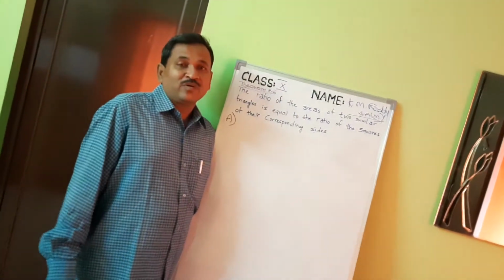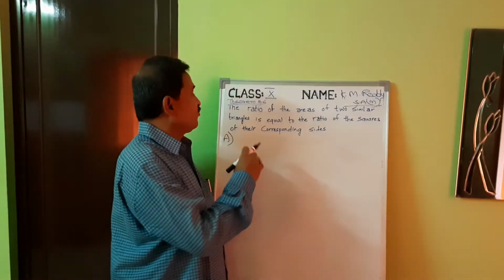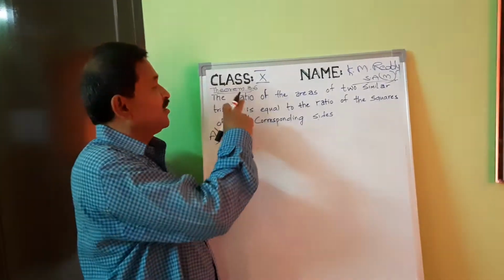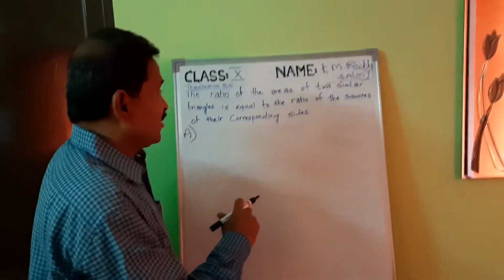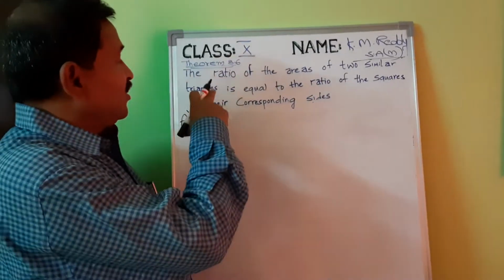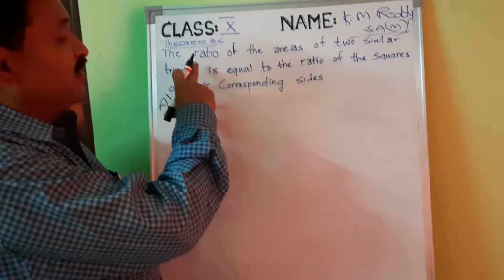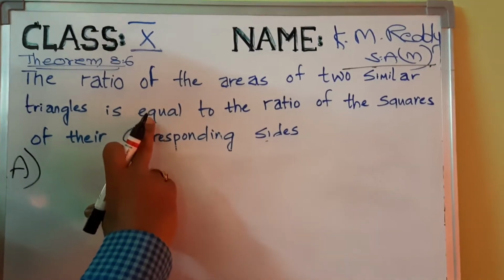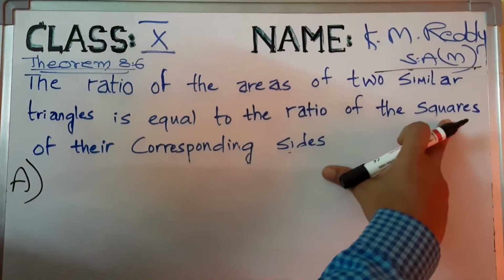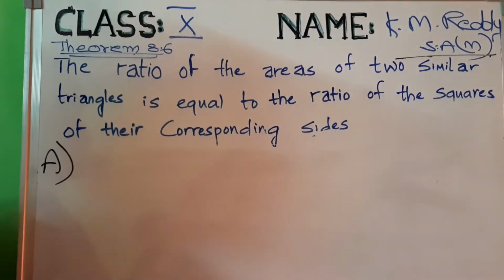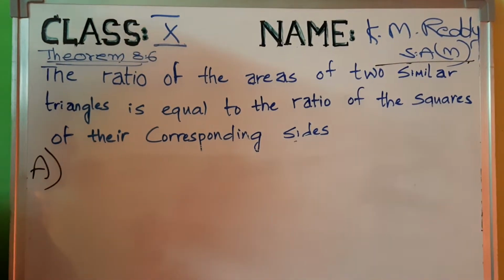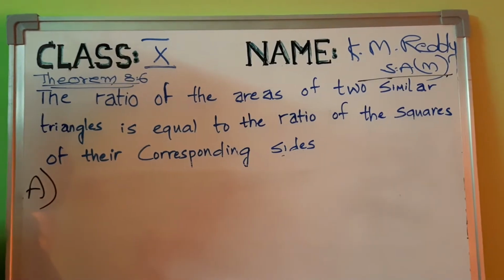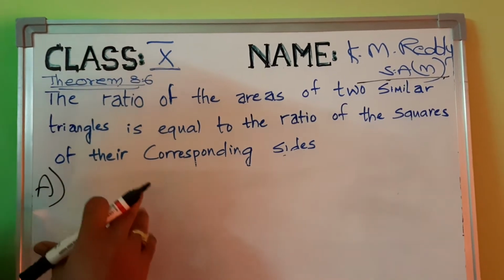Dear children, today I will explain you theorem number 8.6 of similar triangles in class 10. The theorem says that the ratio of the areas of the two similar triangles is equal to the ratio of the squares of their corresponding sides. Many students feel that similar triangles are very difficult, but it is not. Look here carefully.